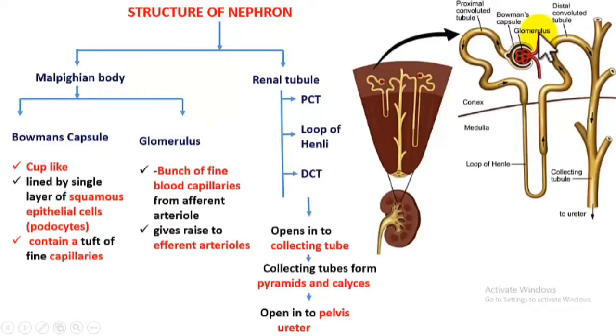So it is the afferent arteriole. See here, afferent arteriole. It is the afferent arteriole that enters into the cup, breaks into capillaries, and these capillaries again join to form efferent arteriole.